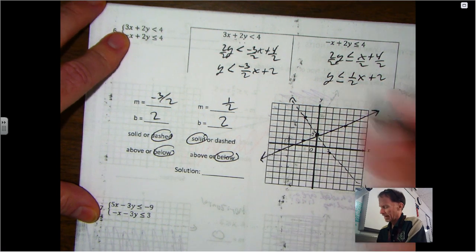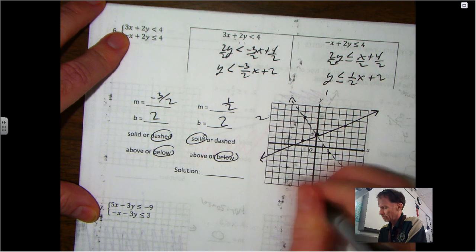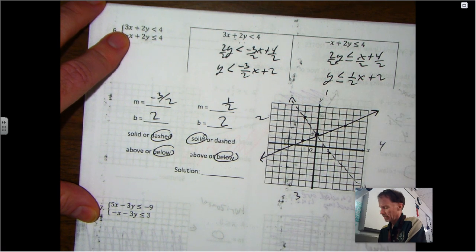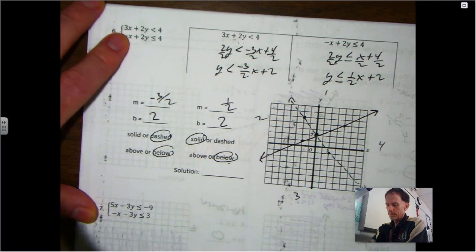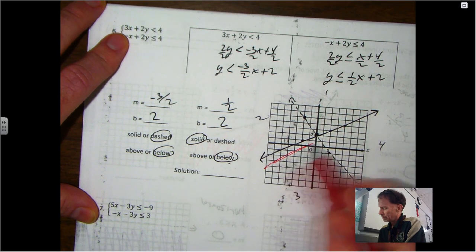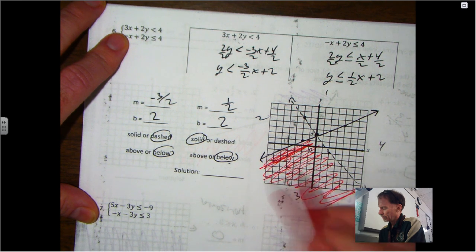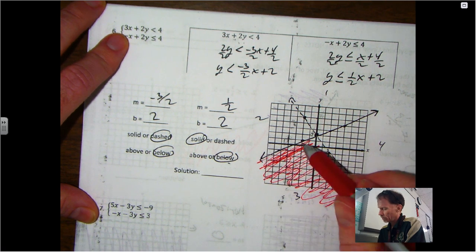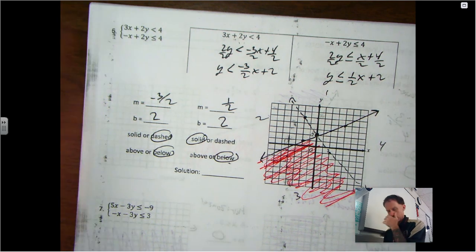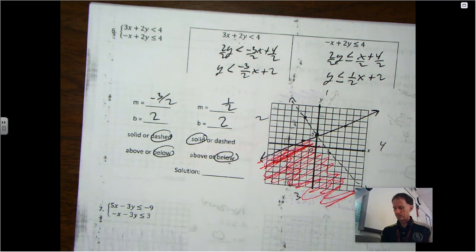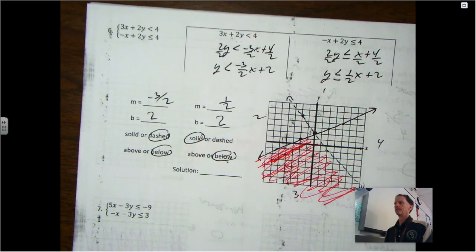And again, think in terms of sections. So if this is 1, 2, 3, and 4, I want below on both of them. So below and below, my overlapping area is going to be all in here. And again, any point on a solid line works. Any point on a dotted line will not be a solution. Last one.